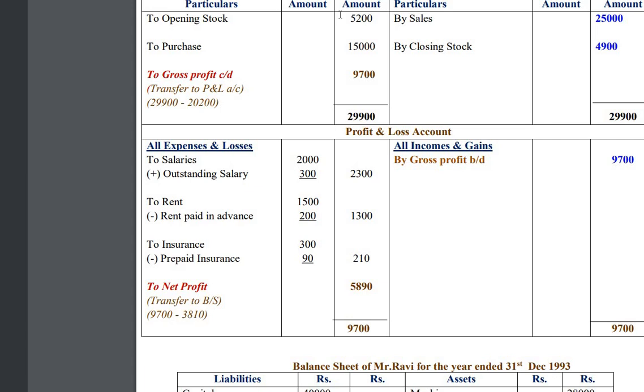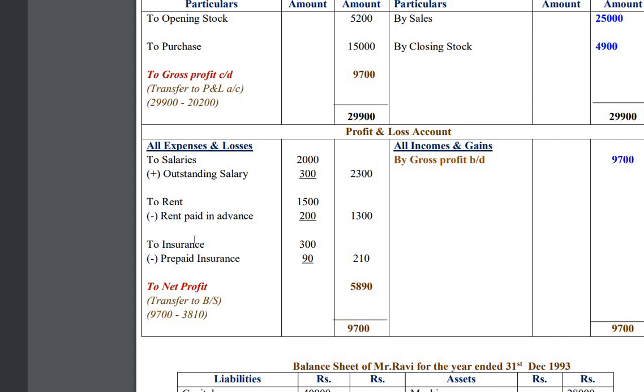The next expense, to rent. Here in the rent amount there is a prepaid rent of rupees 200. This amount will be deducted from the rent amount. Why are we deducting? Because this 200 has been paid in advance. This amount is not relevant to the current accounting year. So we are deducting from the 1500, and the remaining amount 1300 is shown in the outer column.